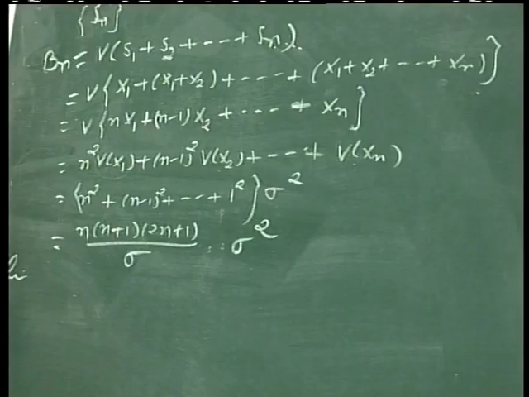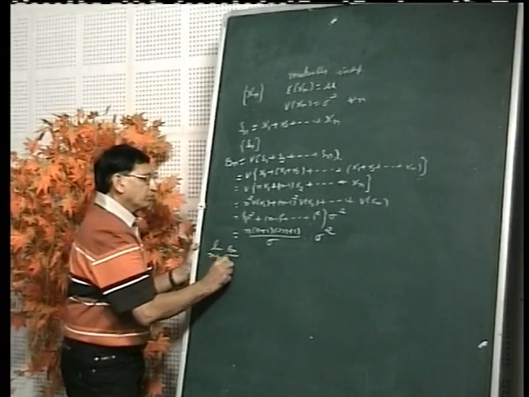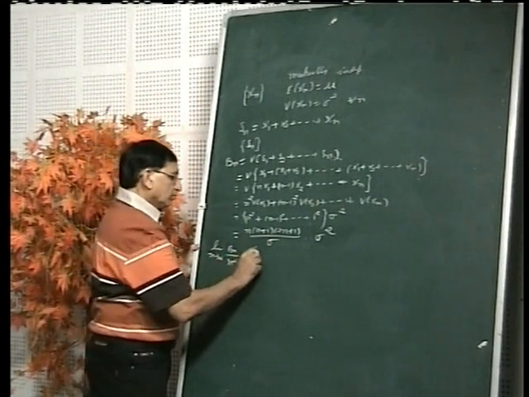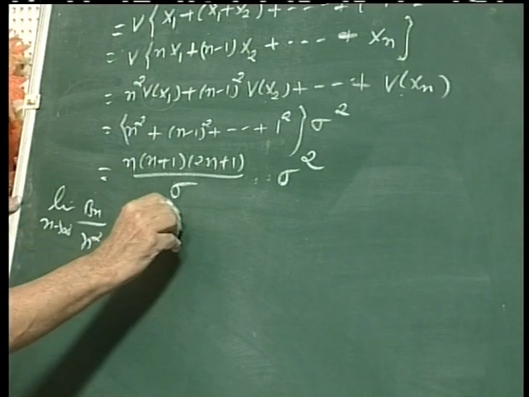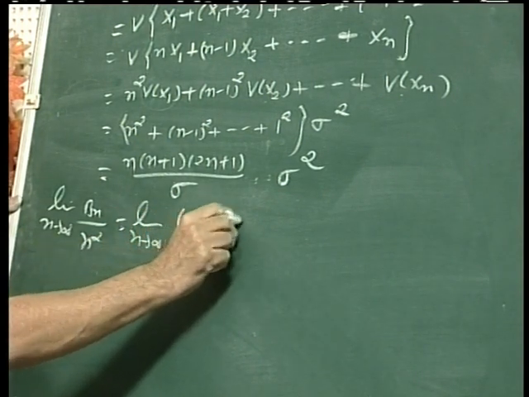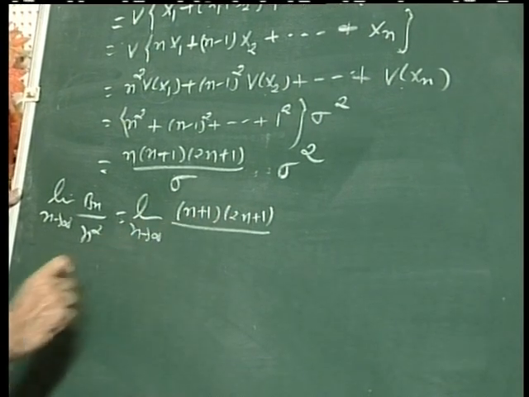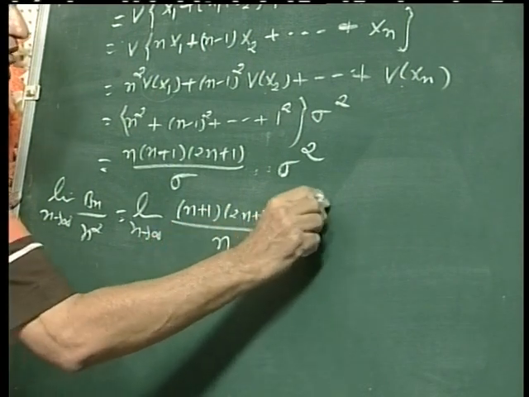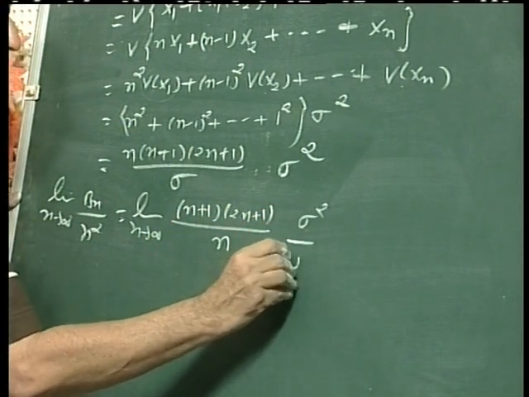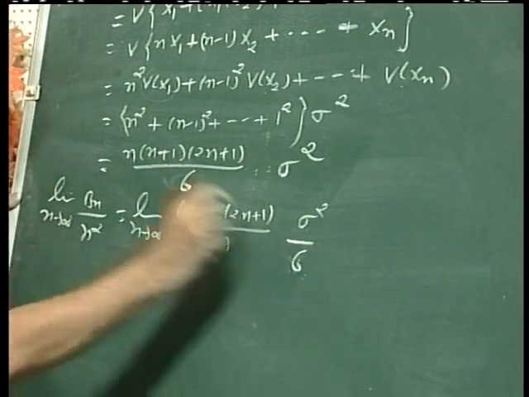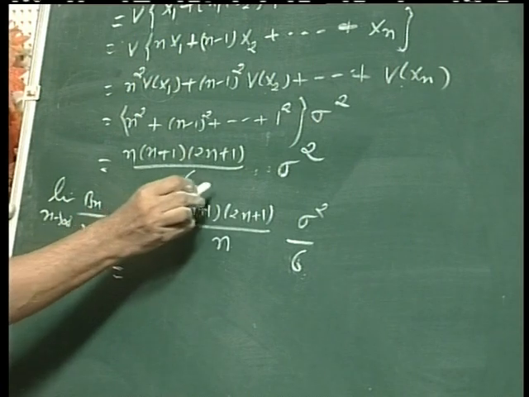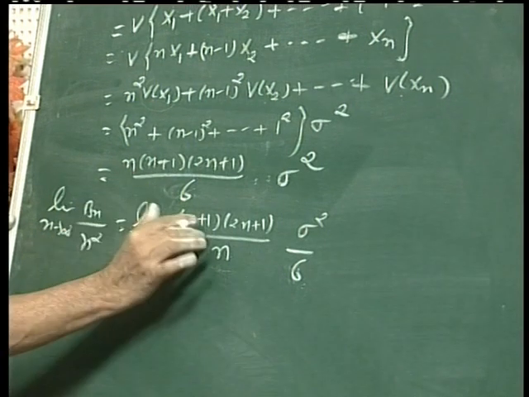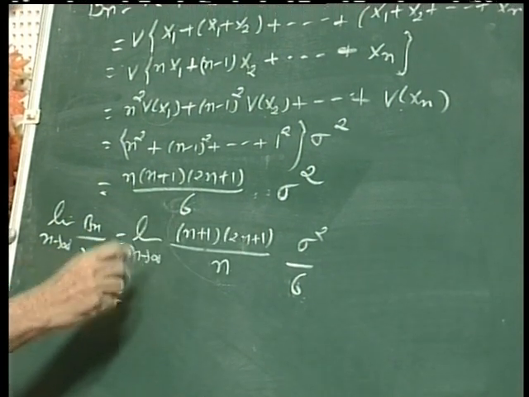Now if we want to find the limit of this bn upon n square, which is one of the conditions for applying WLL, we divide by n square, so it becomes (n plus 1)(2n plus 1) by n, sigma square by 6. As n tends to infinity, if we divide by n, then 1 plus 1 upon n is exactly 1 as n tends to infinity, but here n is there and therefore it becomes infinity.